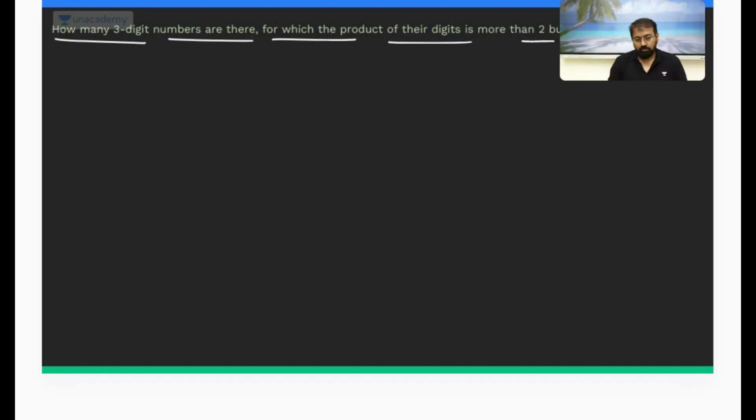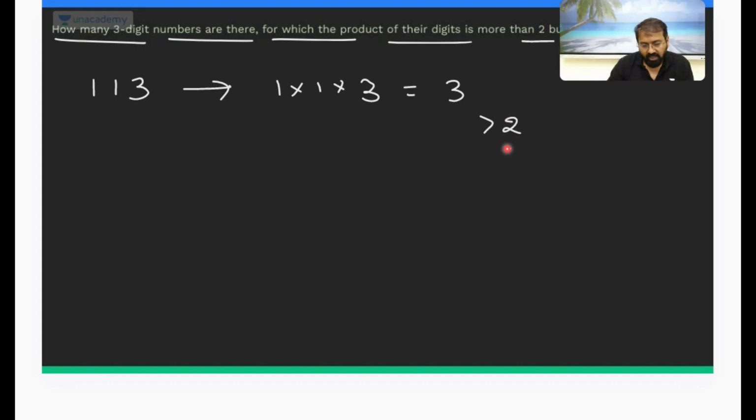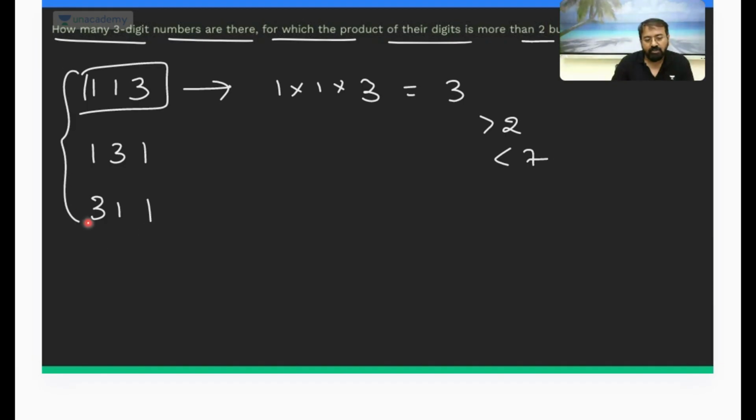Let me give you a number, guys. I can take a number like 113. Can I say the product of the digits, 1 into 1 into 3, is 3, which is greater than 2 and less than 7? So 113 is one such number. Now if we can consider 113, then of course 131 can also be taken and 311 can also be taken. So we got 3 numbers, right? So now I have given you a hint. Now you give a thought and tell me what will be the answer for this question. Come on, guys.